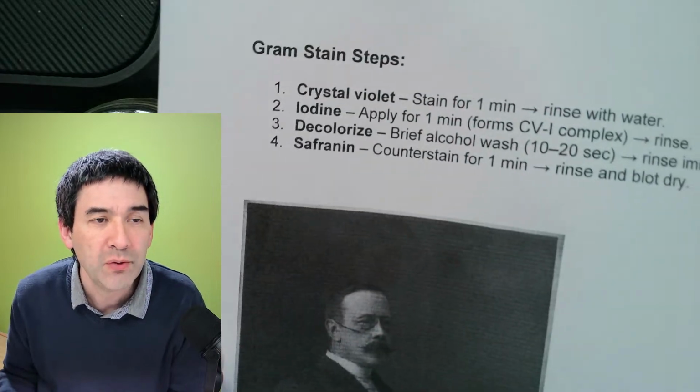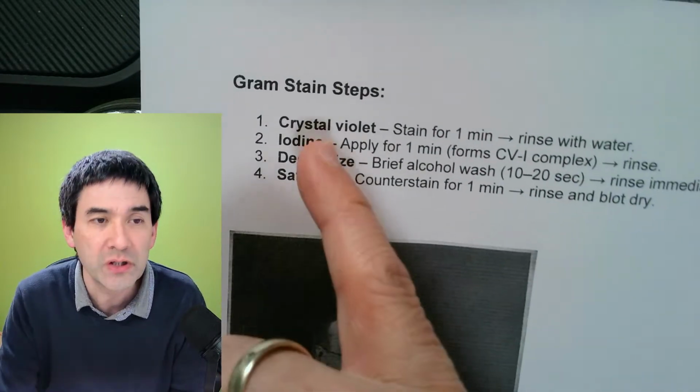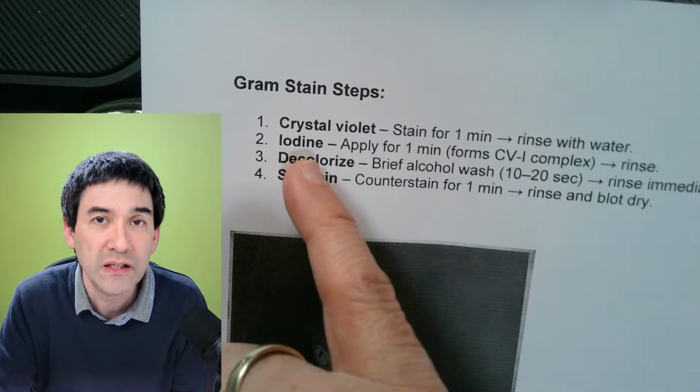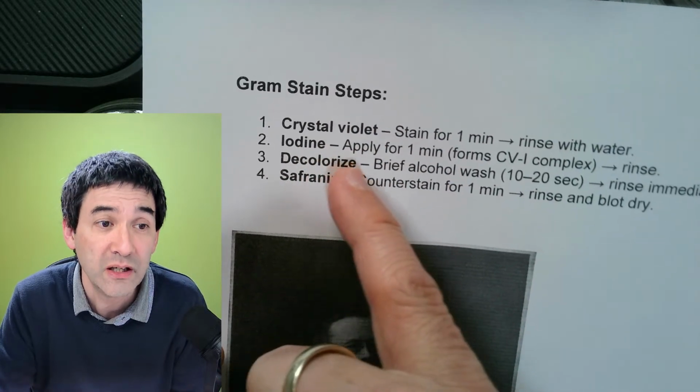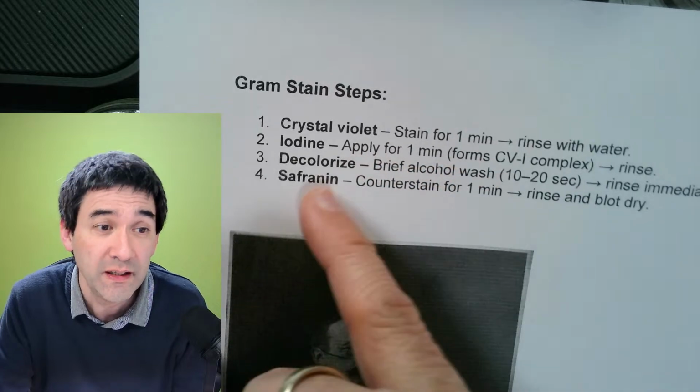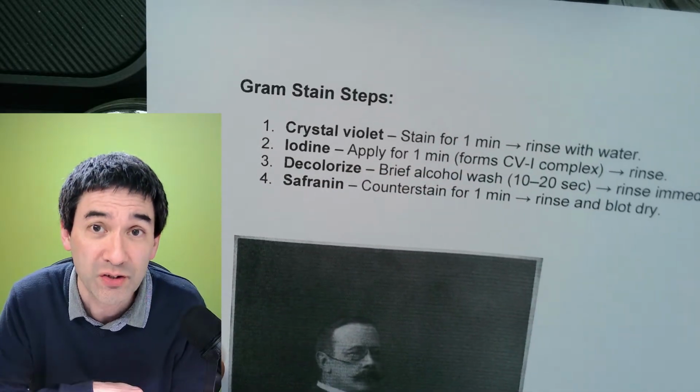Okay, you need a couple of stains here. You need crystal violet stain, and then you need an iodine. You need to decolorize or wash everything, and then you need to counterstain using safranin solution.